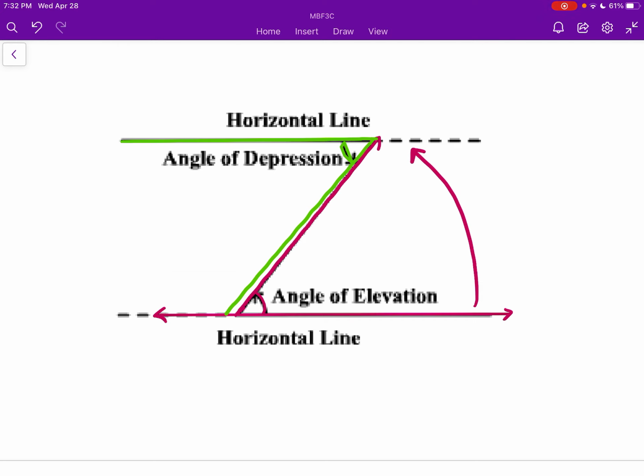And that makes sense because depression literally means to be down, right? So going downwards. So if you think about what the words actually mean, the depression one will come down and the angle of elevation will elevate up. Okay?